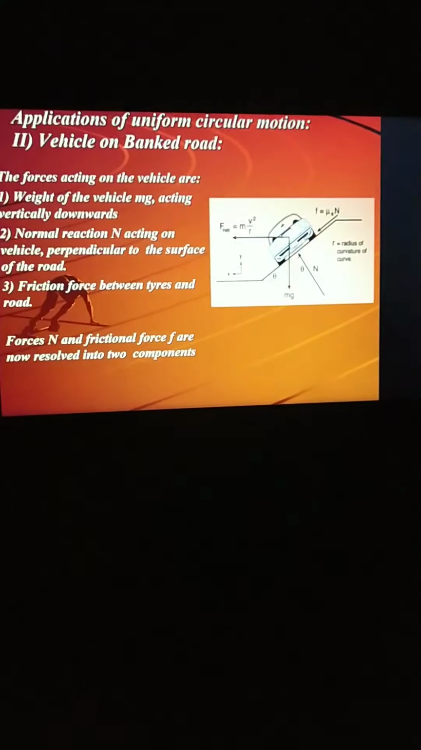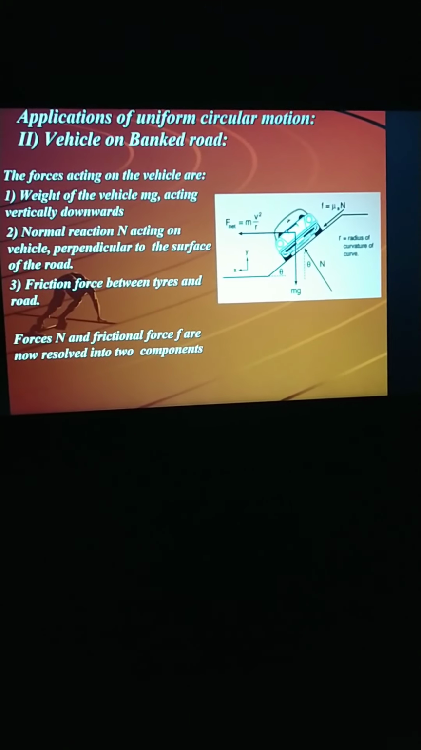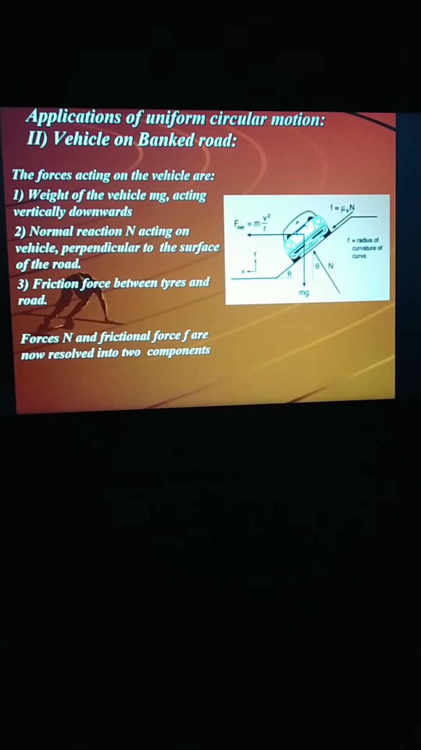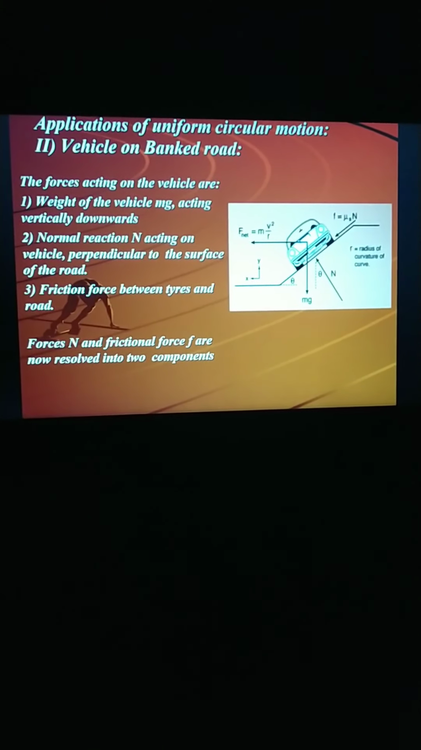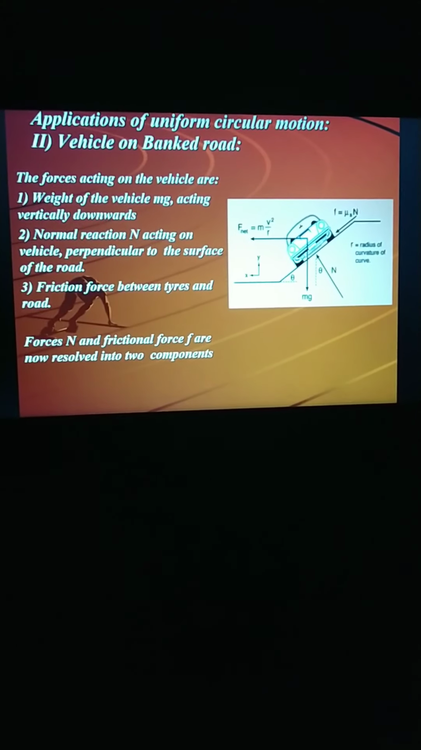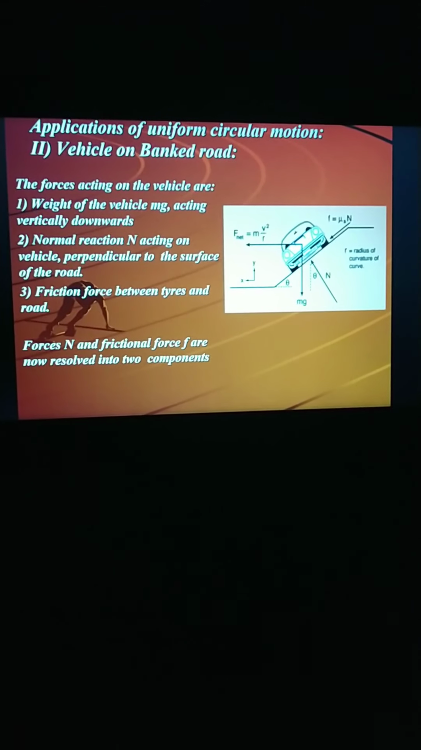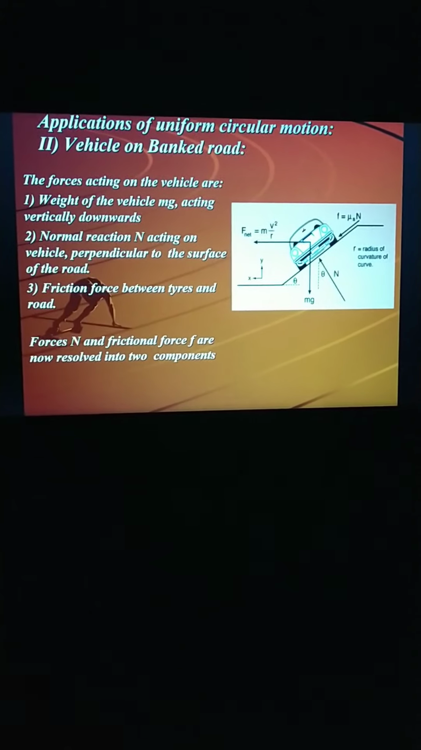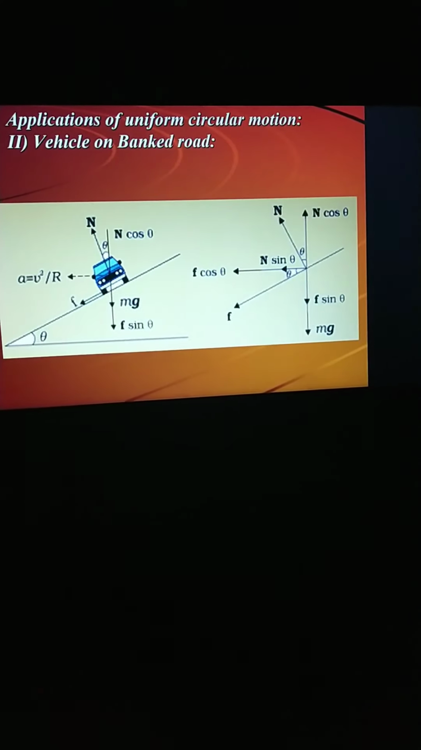Now, weight will again be acting vertically downward. So the weight of the vehicle, mg, is acting vertically downward. Similarly, the normal reaction will be vertically upward here. And the force of friction between the tire and the road surface will be towards the center along the radius. So we will now consider the different components of forces. You can observe in the figure now.